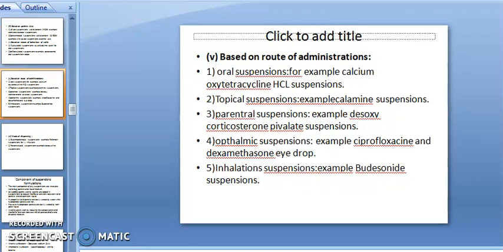Then based on route of administration. Oral suspension, for example, calcium oxytetracycline hydrochloride suspension. Topical suspension, example is calamine suspension.